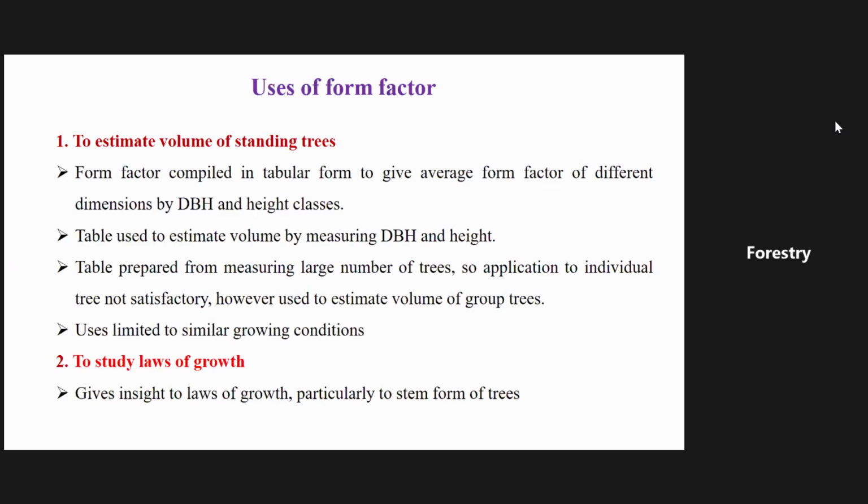We will estimate the form factor for around 10 to 20 species at a time. Then we will measure the volume. Volume also will not be calculated for single trees in a forest stand or in plantations. We randomly measure height and diameter, then we estimate the volume for the whole stand or whole plantation.